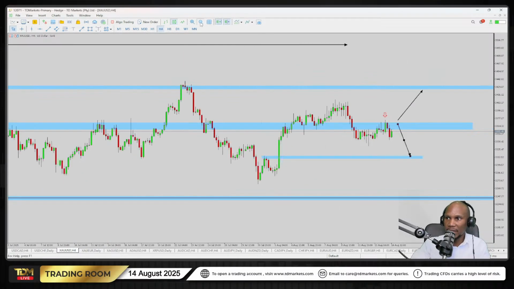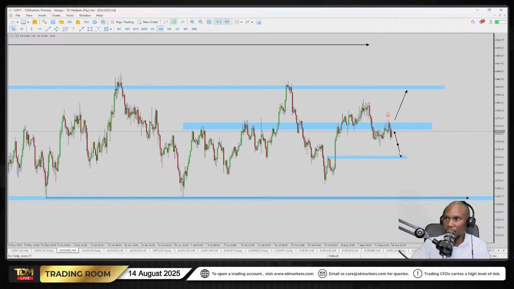So let's see. There's a correction, maybe one more push down back to this structure, and then we'll take it from there. Should anything change, then definitely we are going to see some upside. So with this one, we are just trading within this structure for now.